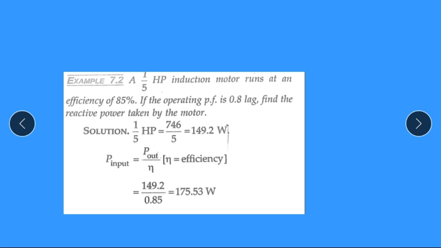We know that P input is equal to P out upon efficiency eta, or the efficiency eta of the motor is equal to P out upon P input, where P out is the output power of the motor and P in is the input power of the motor. In the given circuit, efficiency of the motor is 85% and output is 1 by 5 HP, that is 149.2 watt. So P input is 175.53 watt.